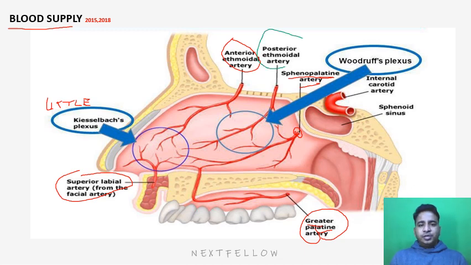The posterior ethmoidal artery is the only artery which is a direct branch of the internal carotid artery. See, anterior and posterior ethmoidal arteries, both are branches of the internal carotid artery. Okay, so the internal carotid artery gives two branches, anterior and posterior, out of which the anterior ethmoidal artery contributes to the Little's area, whereas the posterior ethmoidal artery does not. So this has been asked in the exam.